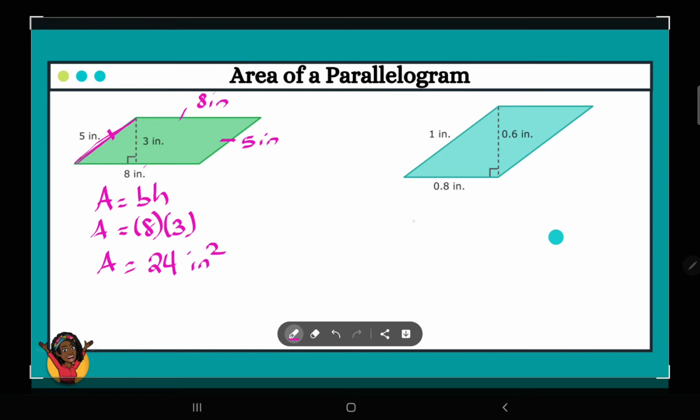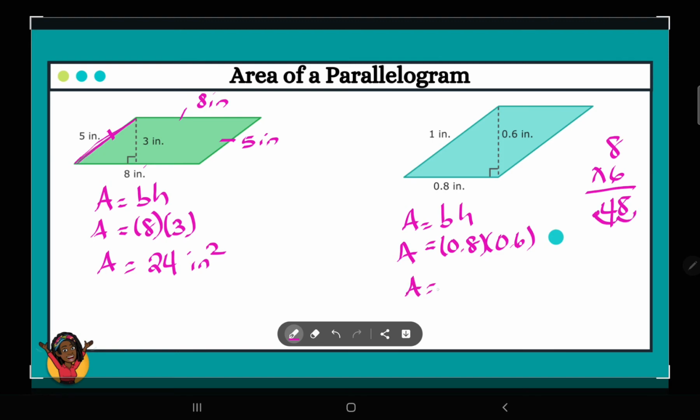Here is an example involving decimals. The process is the same. So our base is 0.8. Our height is 0.6. So we now need to draw on our knowledge of multiplying decimals. 6 times 8 is 48. And then there are 2 places, so I have to move 1, 2 in my answer. So here the area is 0.48 inches squared.